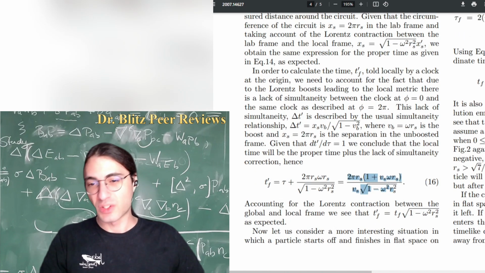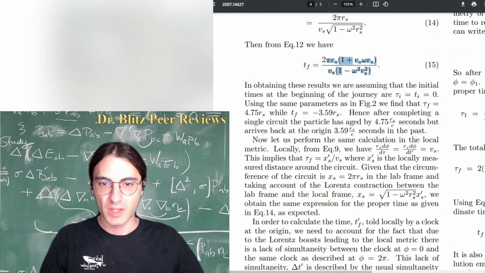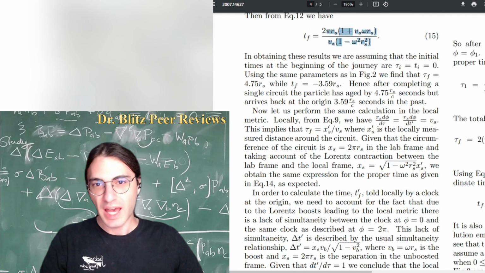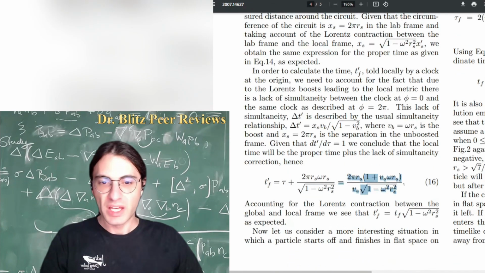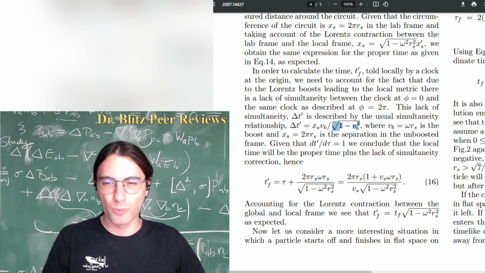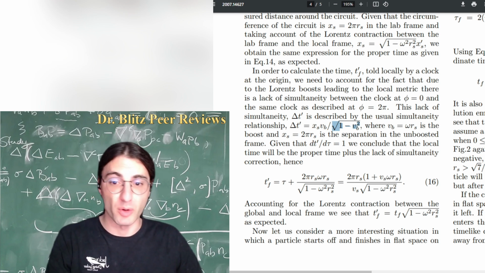And so actually what it turns out is that they get exactly t prime f, exactly the same modulo a term that goes as 1 over the square root of 1 minus omega squared r sub s squared. So everything is the same. If you look at this equation and this equation, they're identical except there's a square root here. That's just the result of the relativity of simultaneity. That's all that's happening here. So what they're doing is a double check. They're verifying that the calculations work out regardless of what reference frame you're in.